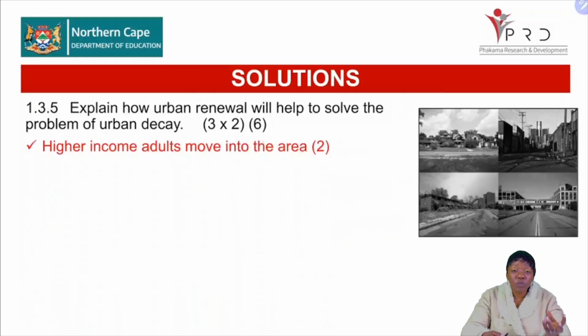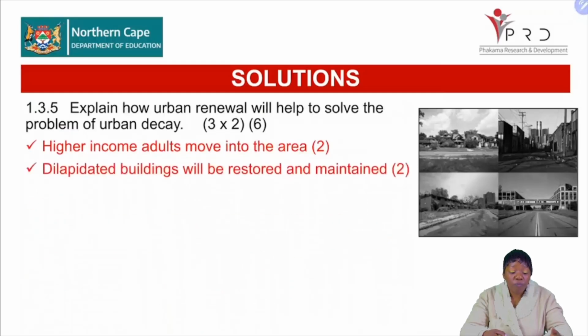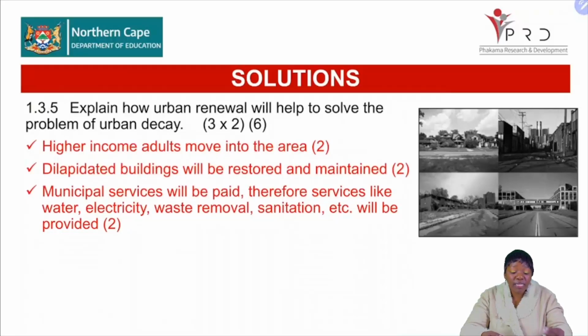So as it attracts these people who have high income, they will be able to pay for the services in the municipality and the municipality will be able to operate again. So we're looking at also the dilapidated buildings will be restored and will be maintained. So if they are restored and maintained, it will also bring back the high standard of the area. Then we're looking at the municipal services that will be paid. We've already discussed that. Therefore, services like water, as well as electricity, waste removal and sanitation will be provided because the municipality will be receiving a payment every month.